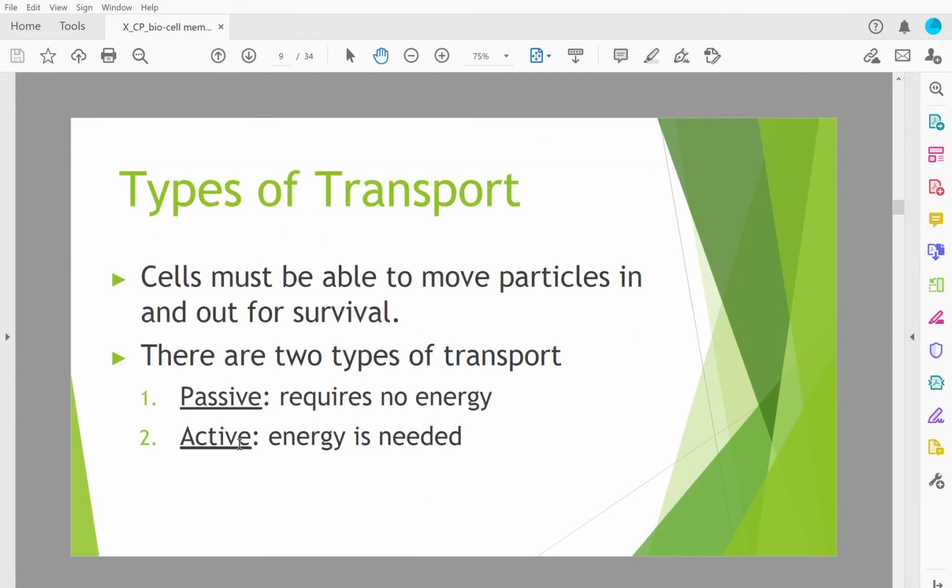These are things we've already talked about. So passive and active transport. We talked about passive transport requiring no energy, where active transport requires energy.